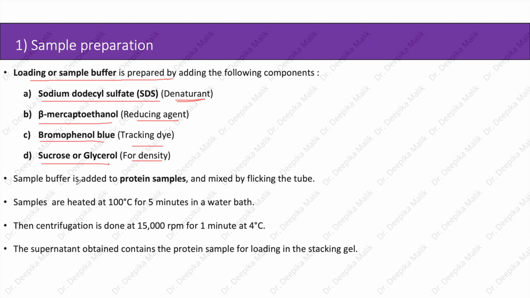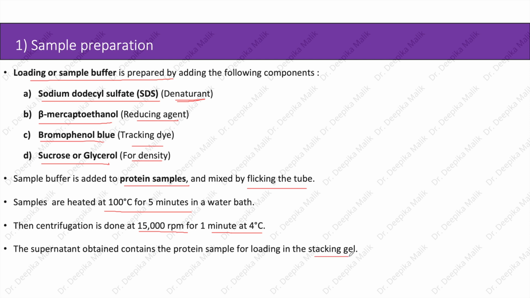Sample buffer is added to protein samples and mixed by flicking the tube. Samples are heated at 100 degrees Celsius for 5 minutes in a water bath. Then centrifugation is done at 15,000 rpm for 1 minute at 4 degrees Celsius. The supernatant obtained contains the protein sample for loading in the stacking gel.